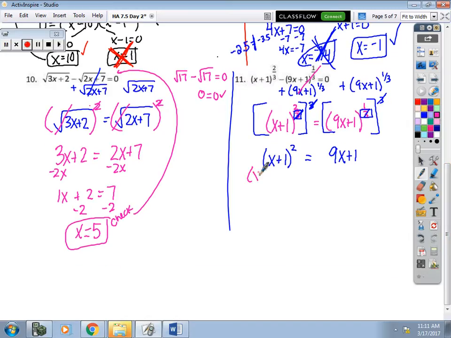So we have to expand this. We have to FOIL it. So we'll have x squared plus 1x plus 1x is plus 2x. And 1 times 1 is just 1. Again, we need to get it in standard form, set equal to 0, so I would subtract 9x and subtract 1.